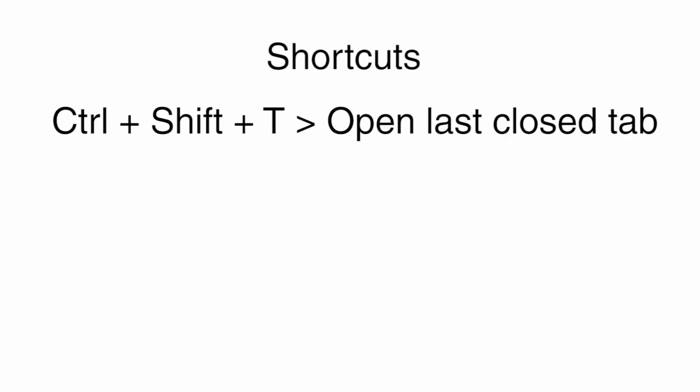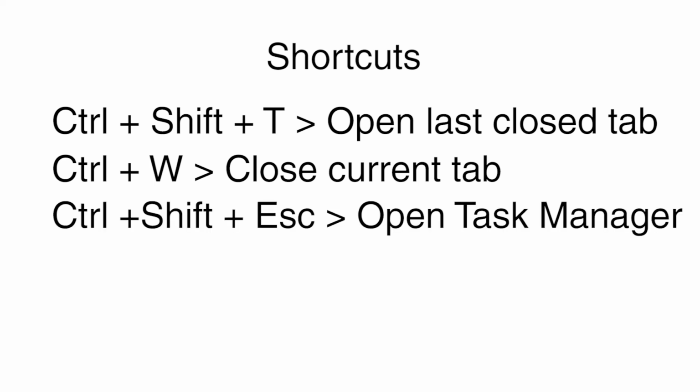Control-Shift-T is really handy for when you accidentally close a tab, because just hitting it will open up the last tab you closed. The more times you hit it, the more tabs it will open. Control-W closes the current tab, and Control-Shift-Escape will open the task manager. This will let you kill any unresponsive programs.